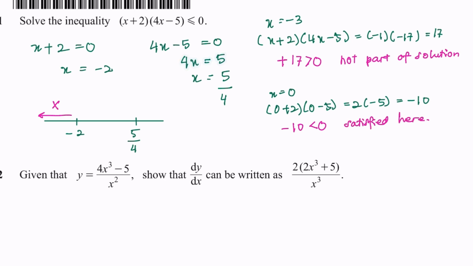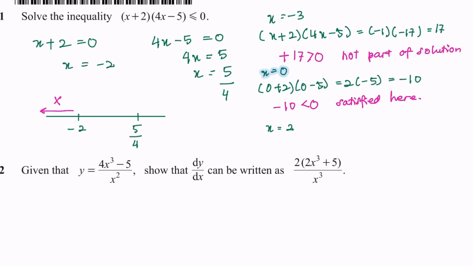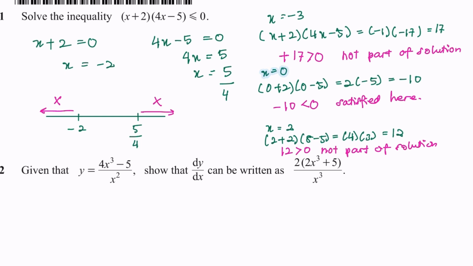Now let's test this value. Let's substitute it in. When x is equal to 2, 2 plus 2, 8 minus 5, that is 4 times 3, which is equal to 12. Now 12 is bigger than 0. This is not part of the solution. So bigger than this is not in the solution. Now I know that my range of the x will be in here.